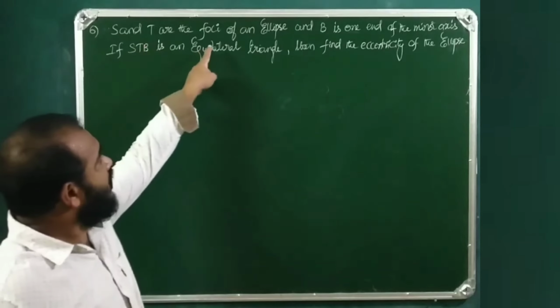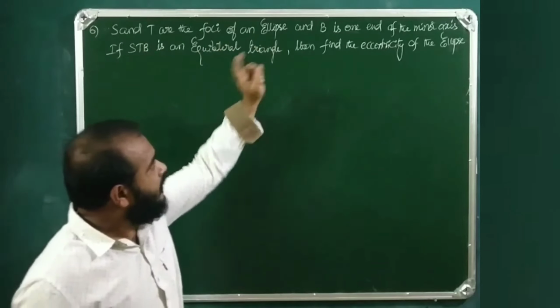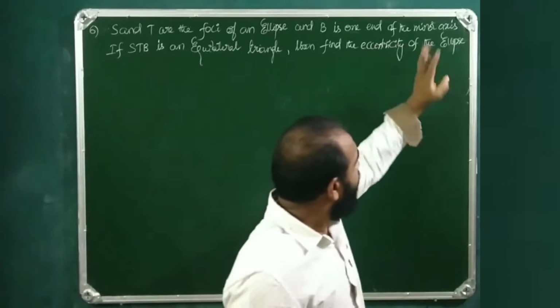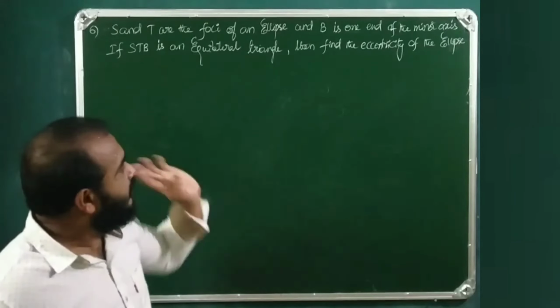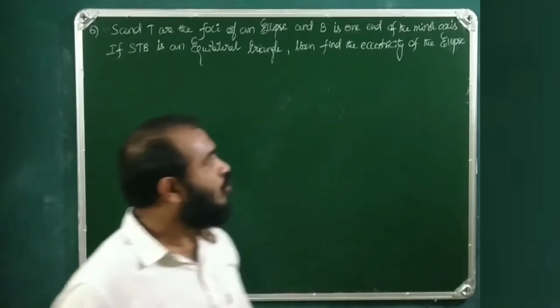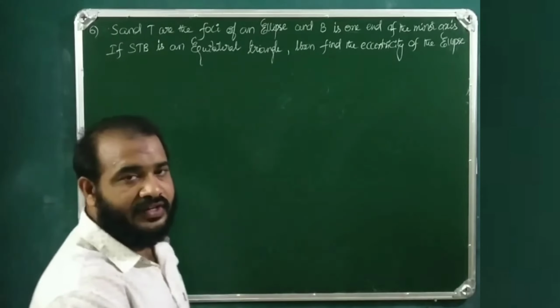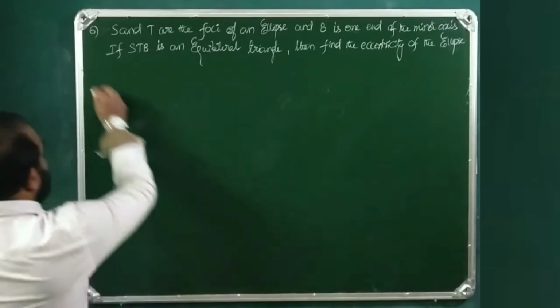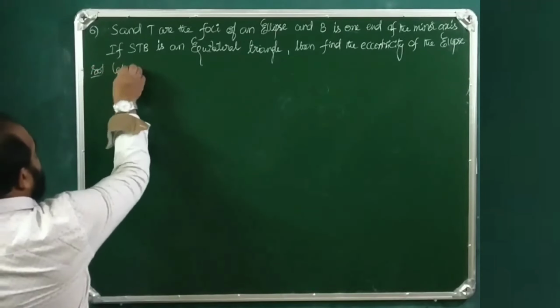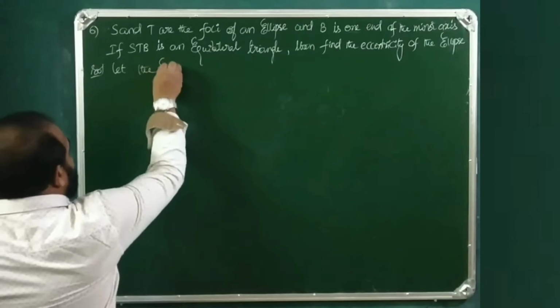S and T are the foci of an ellipse and B is one end of the minor axis. If SDB is an equilateral triangle, then find the eccentricity of the ellipse is what we need to find. Eccentricity of this ellipse.